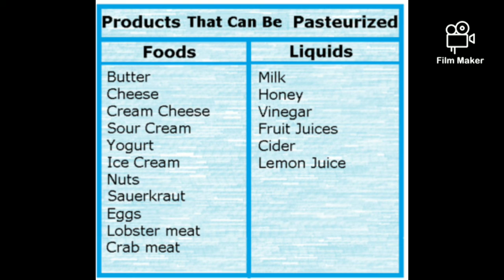Products that can be pasteurized: foods, butter, cheese, cream, sour cream, yogurt, ice cream, nuts, sauerkraut, eggs, lobster meat, crab meat. Liquids: milk, honey, vinegar, fruit juices, cider, lemon juice.